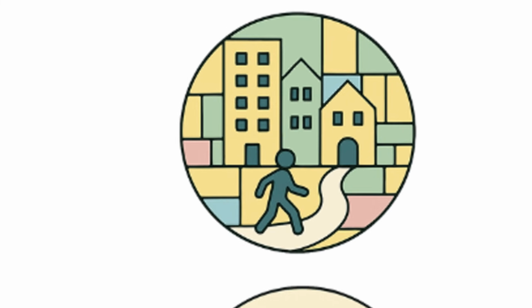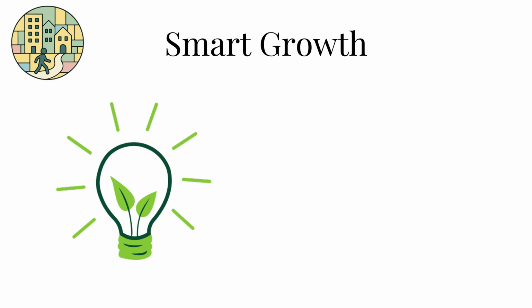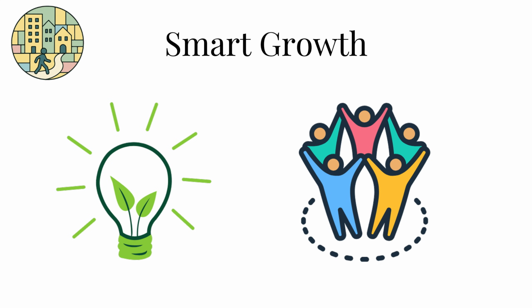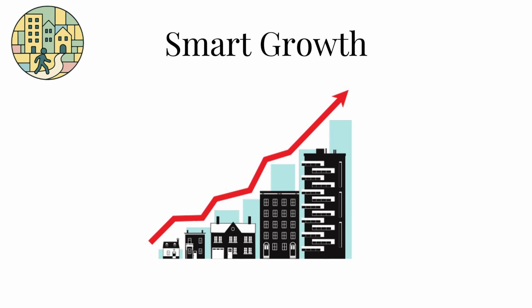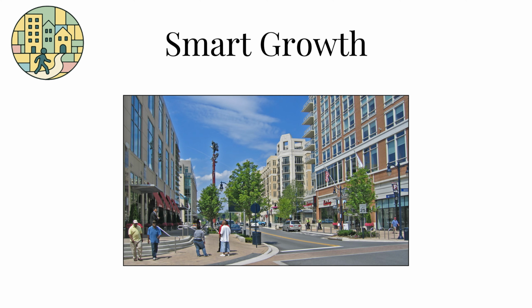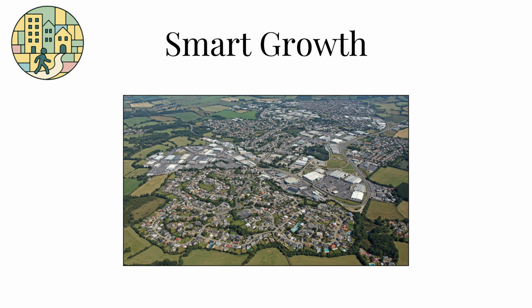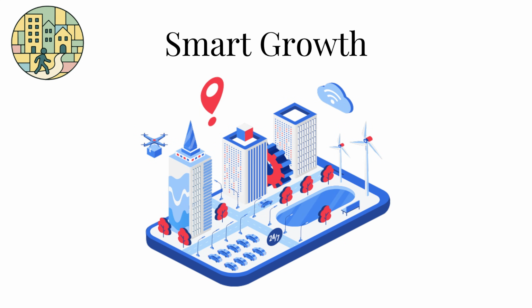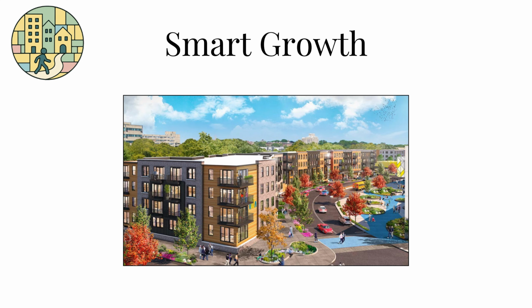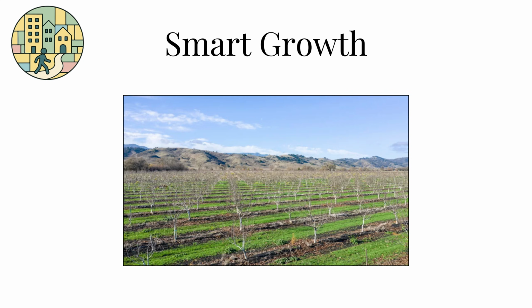Smart growth. Smart growth is an urban planning approach that encourages sustainable and community-friendly development. In essence, it means concentrating growth in compact, walkable urban centers to avoid sprawl, that is the uncontrolled spread of suburbs. Smart growth promotes things like mixed-use neighborhoods, a variety of transportation choices, and preserving open space and farmland.